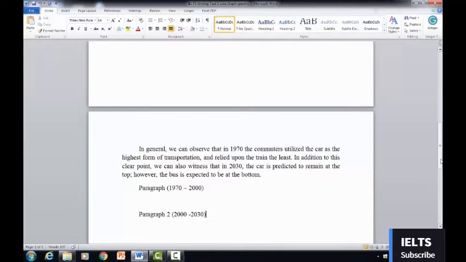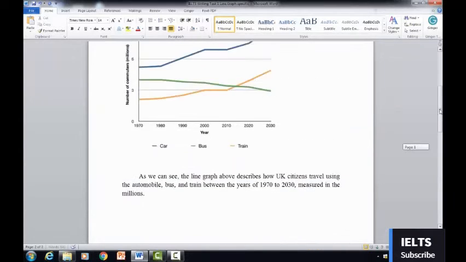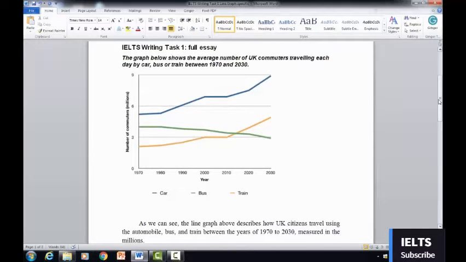Okay, so there we have it. We have it broken up into different parts. This is my part 1, and this is my part 2. So I've broken the line graph into two parts. Now that I've broken this line graph into two parts, I can get into making comparisons of the numbers.